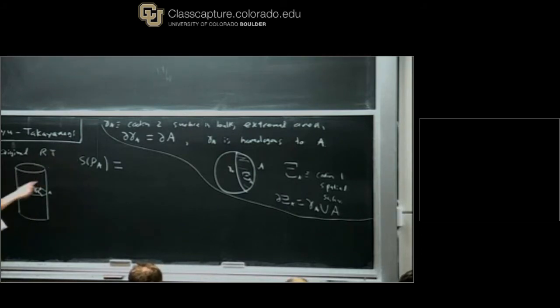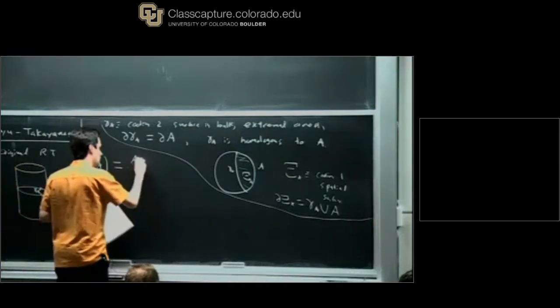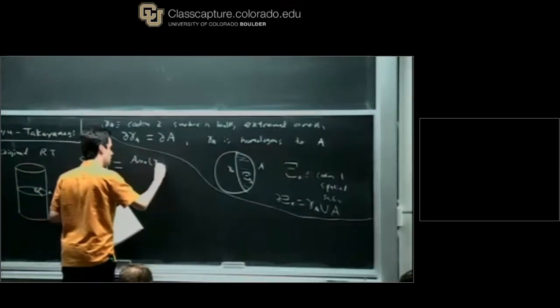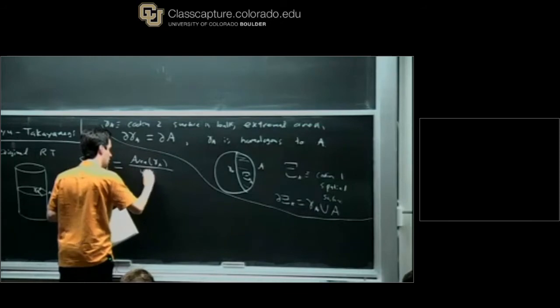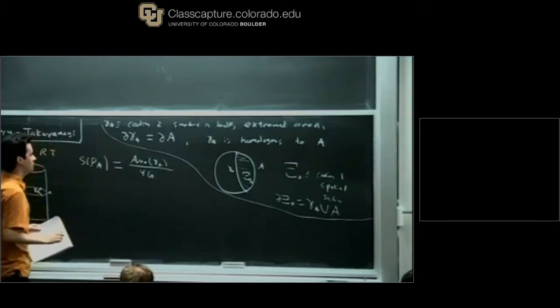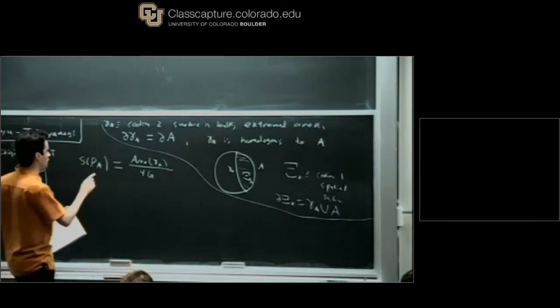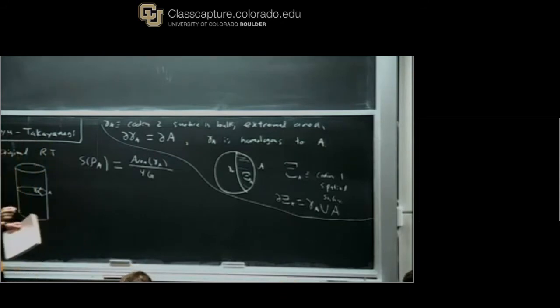Now I have to, of course, tell you the right-hand side of this equation. But having done all that work, now it's easy. We just say it's the area of gamma A divided by 4G. I suppose there's one other thing I have to tell you, which is that if there's more than one such surface, then we pick the one of minimal area. All right, so this is the original Ryu-Takayanagi formula. I'm sure Matt will tell you a lot more about it.